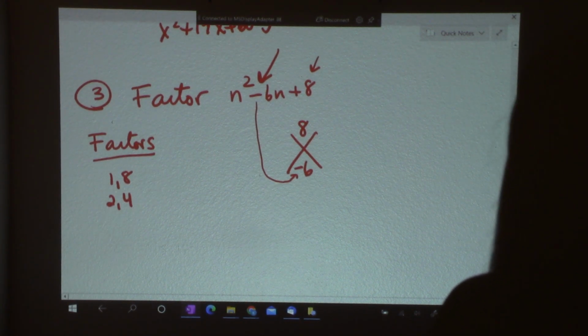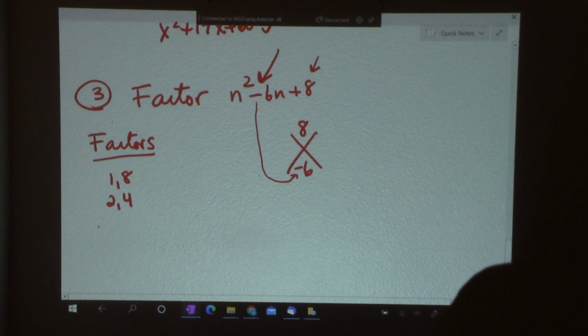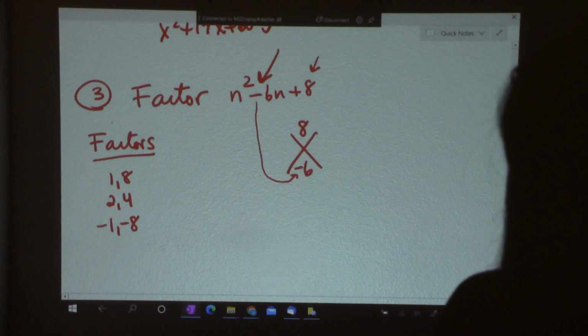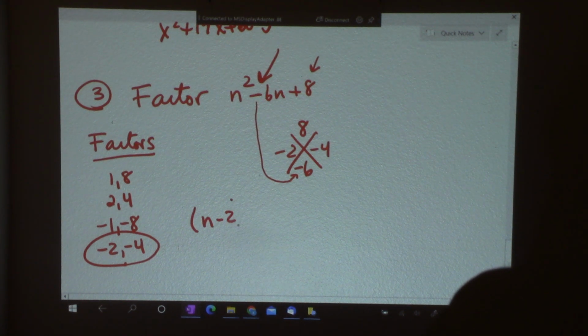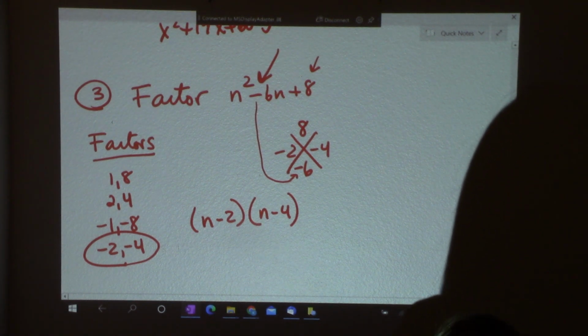So also, I have another set of factors. I've got negative 1 and negative 8, because a negative times a negative is positive. All right, and also I have negative 2 and negative 4. So of those 4 possibilities, which two add up to negative 6? Right here, negative 2 and negative 4. So I would get n minus 2 and n minus 4. Okay?